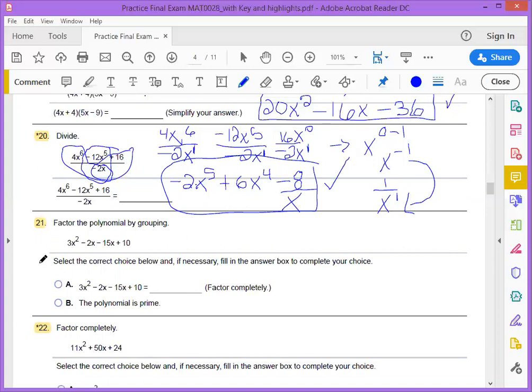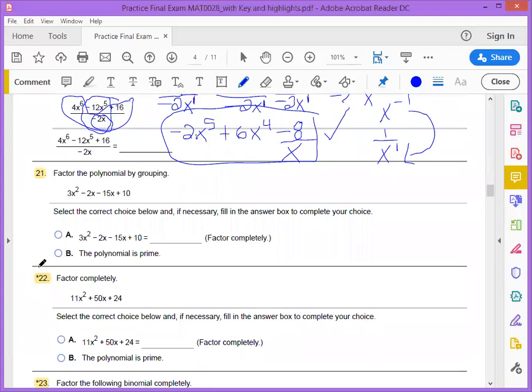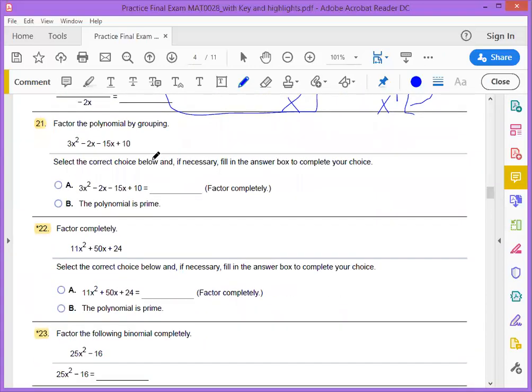All right, let's look at number 21. We're factoring by grouping here. Now, when we say group, you just want to put together the terms that are next to each other. Start with the first two terms, grouping them together, and the last two terms. Now, when you group your terms, you then want to find the GCF.